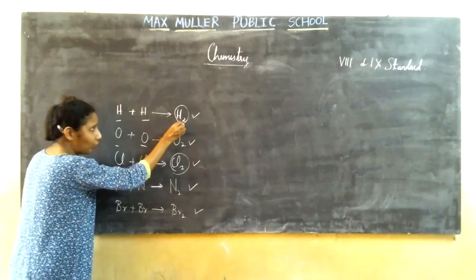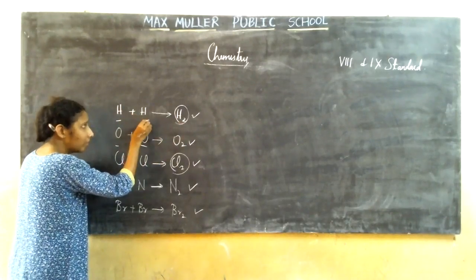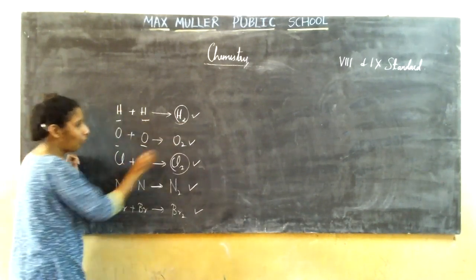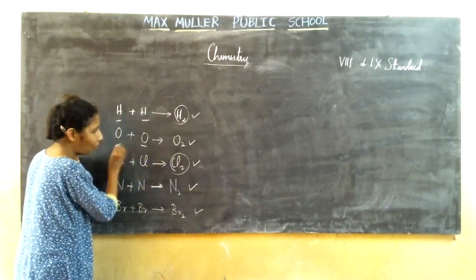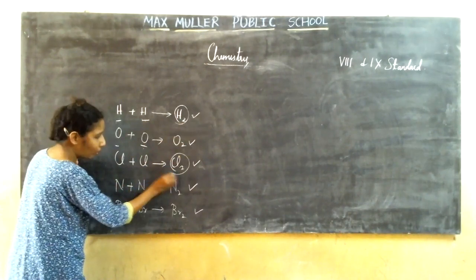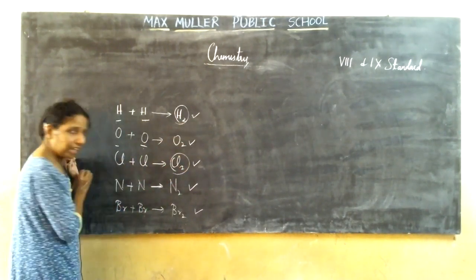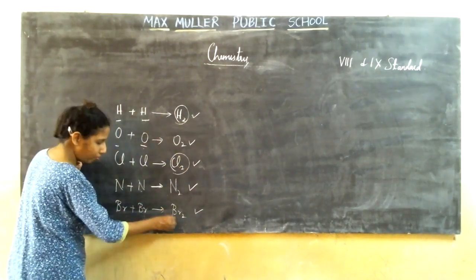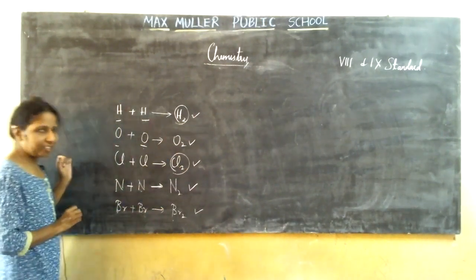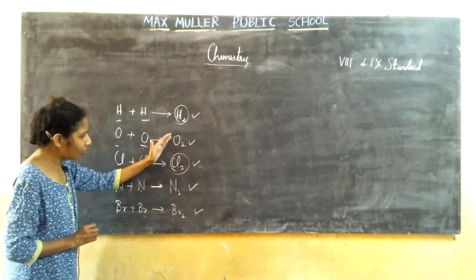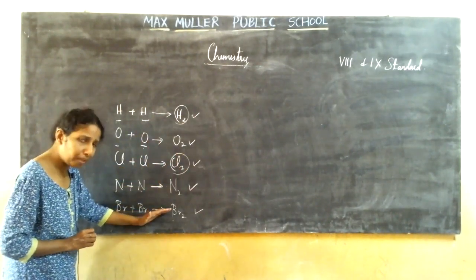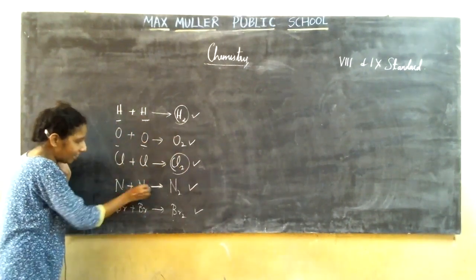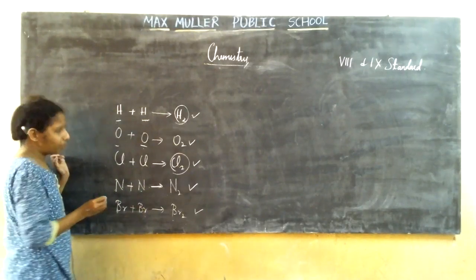A molecule of hydrogen is made up of two hydrogen atoms, isn't it? A molecule of oxygen is made up of two oxygen atoms. A molecule of chlorine is made up of two chlorine atoms. A molecule of nitrogen is made up of two nitrogen atoms. A molecule of bromine is made up of two bromine atoms. Here hydrogen, oxygen, chlorine, nitrogen, bromine are made up of the same kinds of atoms, isn't it?